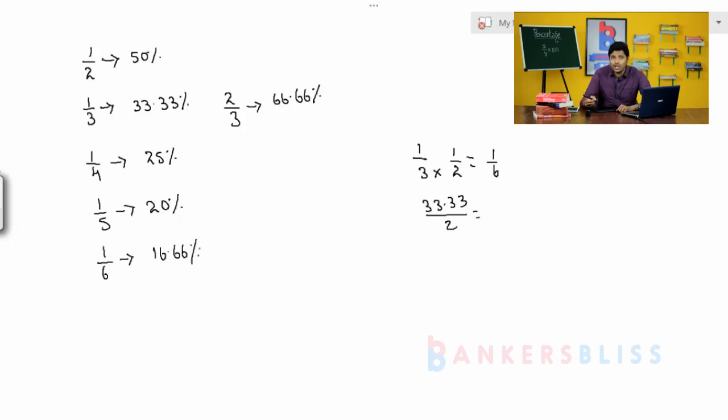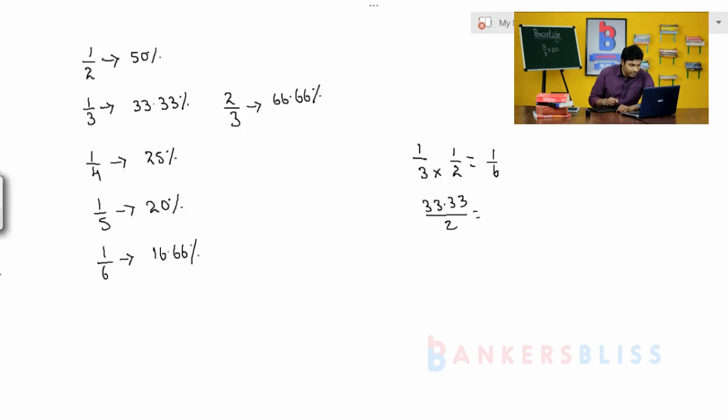So you should learn how to calculate the percentages for the fractions. See, 1 by 6 I don't know, but I know 1 by 3. 1 by 3 is 33.33. So 1 by 6, how much will it be? Half of 1 by 3 is 1 by 6. So 33.33 by 2 is 16.66.